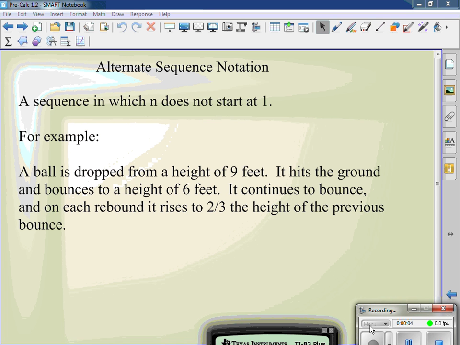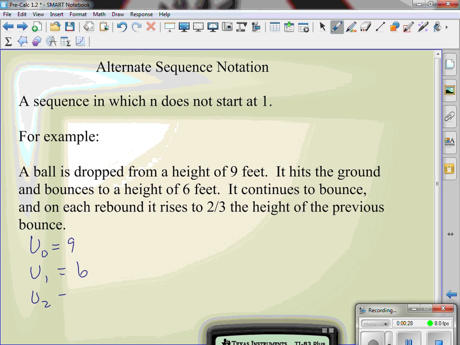For an alternate sequence notation, we said that the ball is starting at 9 feet, but that's not what we're talking about. That is my u sub 0. U sub 1 is after the first bounce. It bounces 6 feet.